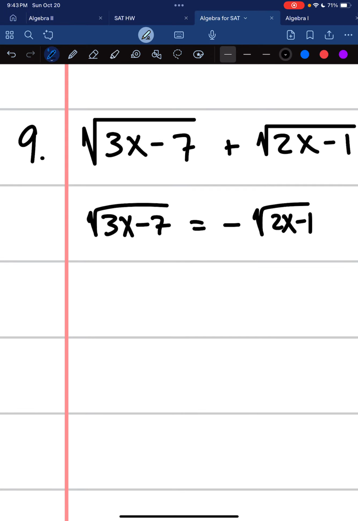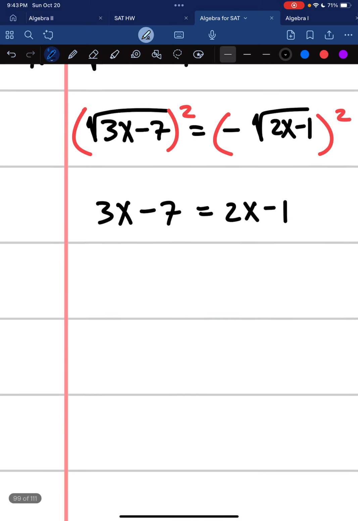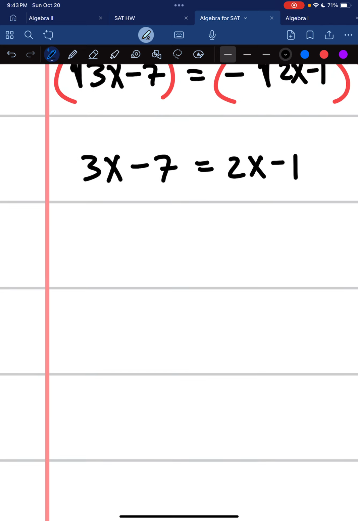Now I'm going to square both sides like I did before, which is going to get rid of the radical, and it's also going to get rid of this negative sign, right? So I get 3x minus 7 equals 2x minus 1. And then I'm going to move all my x's to the left side and all my other terms to the right side. And I end up with x equals 6 as my only solution.